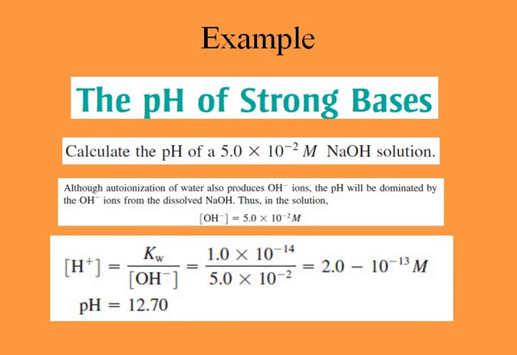So the proton concentration is going to be Kw divided by hydroxide, which is 10 to the power of negative 14 divided by 5 times 10 to the power of negative 2, which makes it 2 times 10 to the power of negative 13. And the pH will be 12.7. So as you see here, because we have a basic solution, the pH is greater than 7, which in this case is 12.7.